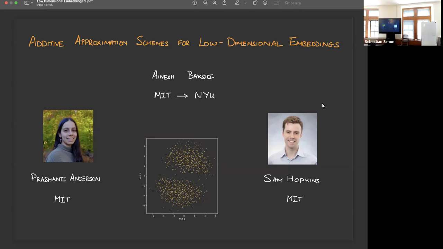Additive approximation piece for low dimensional embeddings. And this is with Ainesh, a grad student at MIT, Sherali-Adams, and Sam Hopkins, who's a professor at MIT.